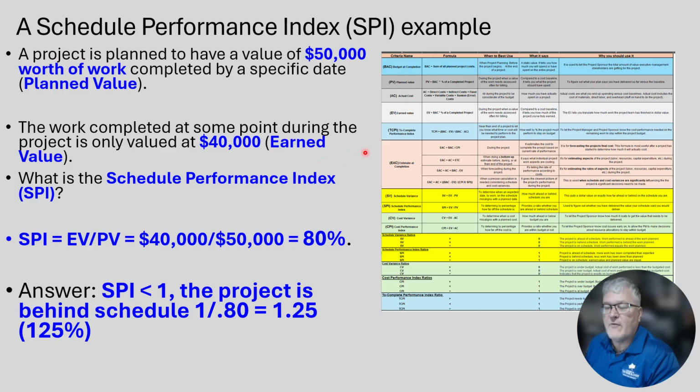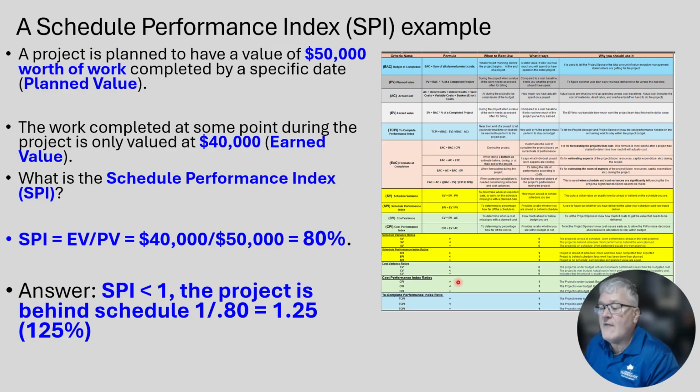What's the schedule performance? Now, if you stop and think, and this comes up, you did the other one, schedule variance. Here we are, schedule performance index. One is a minus, and the other one is a ratio. So we have to look and go, okay, ratio. Our ratio here is earned value divided by planned value. So 40,000 divided by 50,000 is 80%.